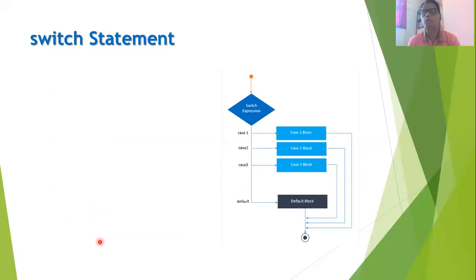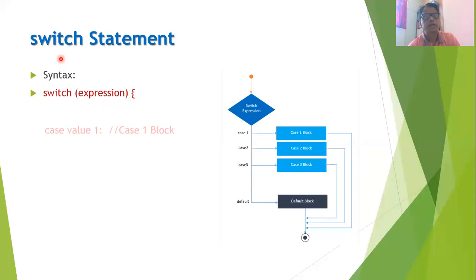But if you want to have more than two paths within a program, then there is a facility provided in the C programming language: you can use the multi-path statement, and such a statement is called a switch statement. So let us understand the syntax associated with the switch statement.